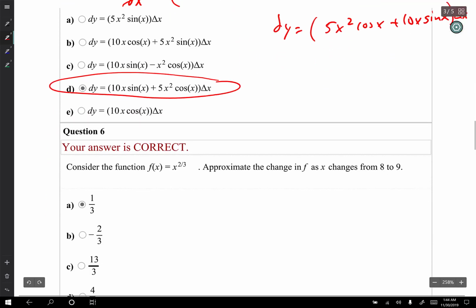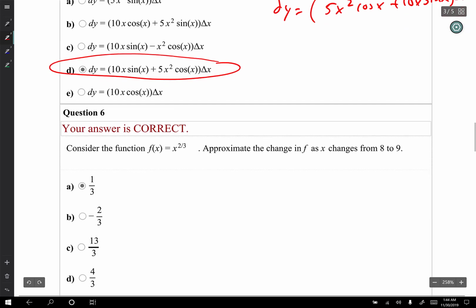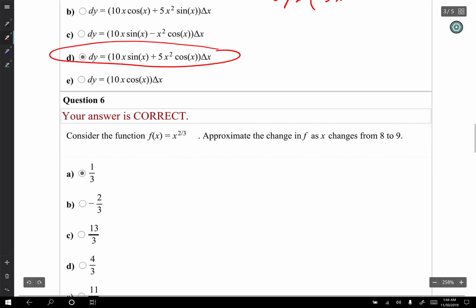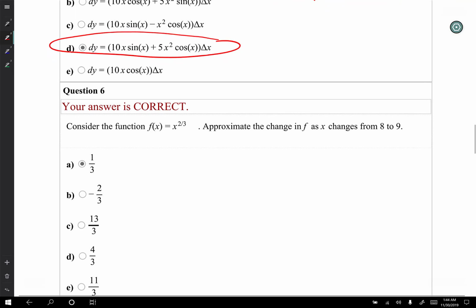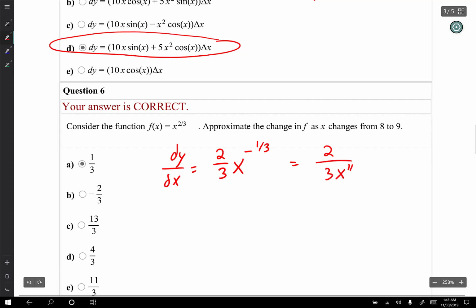All right, consider the function f of x equals x to the 2/3. Approximate the change in f as x changes from 8 to 9. Okay, these can be a little confusing, but I'm going to show you how to do it, and you'll get it right every time. So here we go. First, we're going to find dy dx. So I'm going to write dy dx is equal to 2/3 x to the negative 1/3. So I'm going to rewrite it as 2 over 3 x to the 1/3.